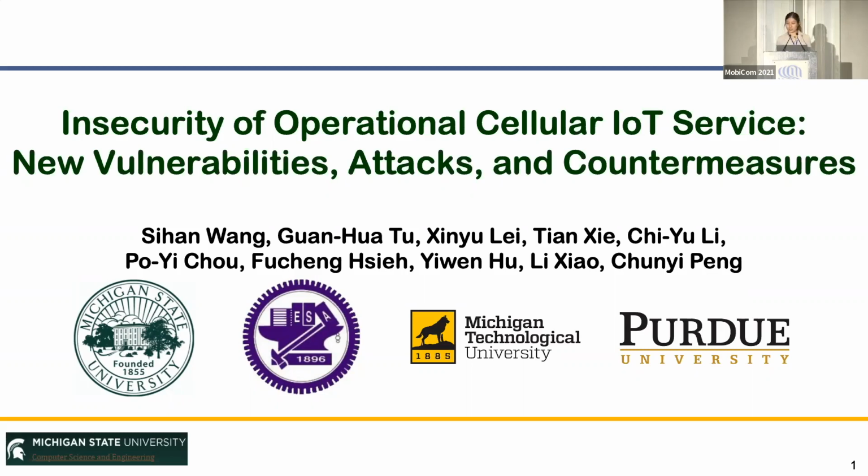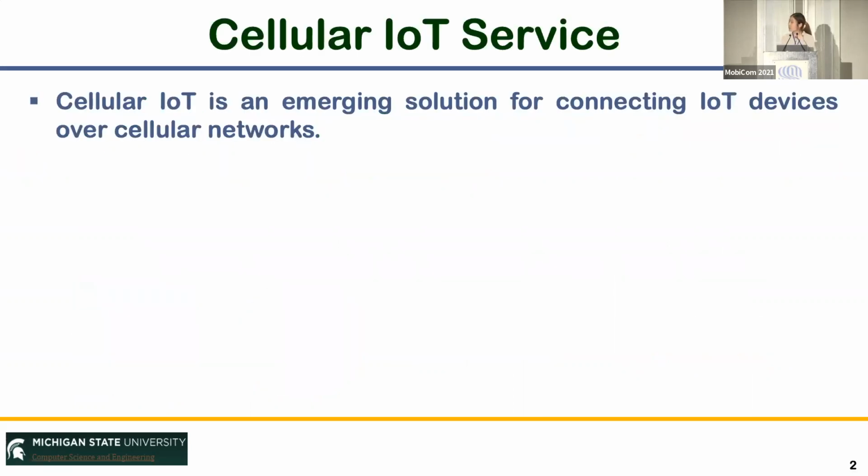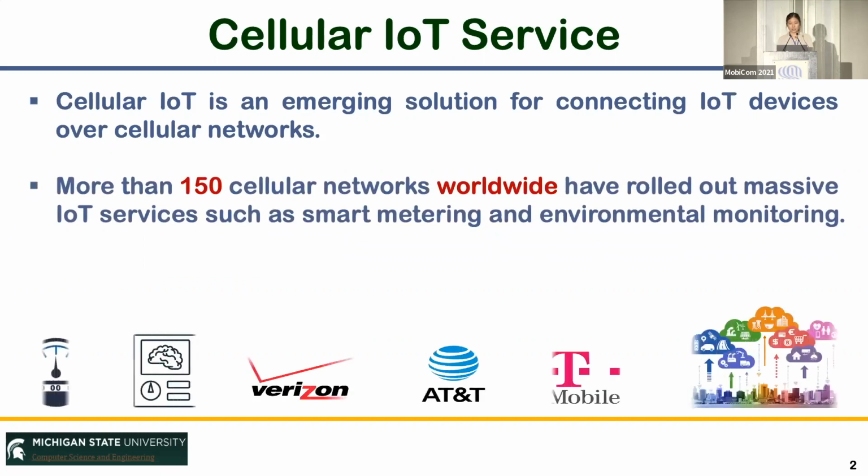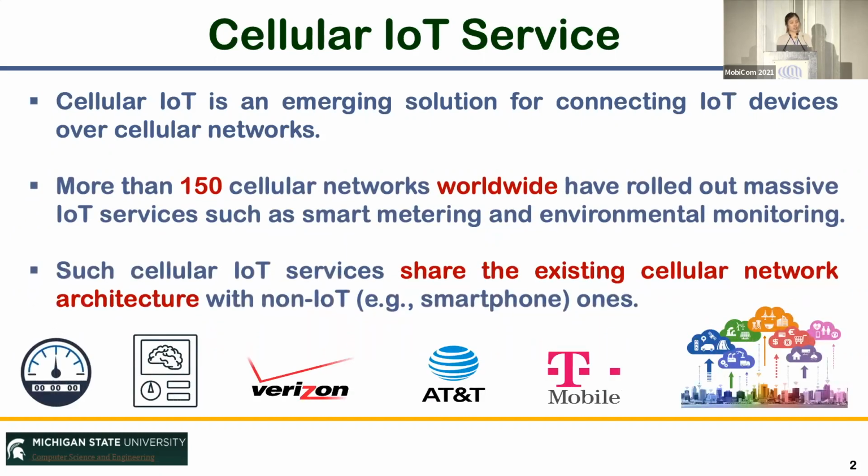Today I'm going to introduce our paper, Insecurity of Operational Cellular IoT Service: New Vulnerabilities, Attacks, and Countermeasures. Cellular IoT service connects IoT devices over the cellular network. More than 150 cellular networks worldwide have rolled out massive IoT service, such as smart metering and environmental monitoring. Such services share the existing cellular network architecture with the non-IoT ones.